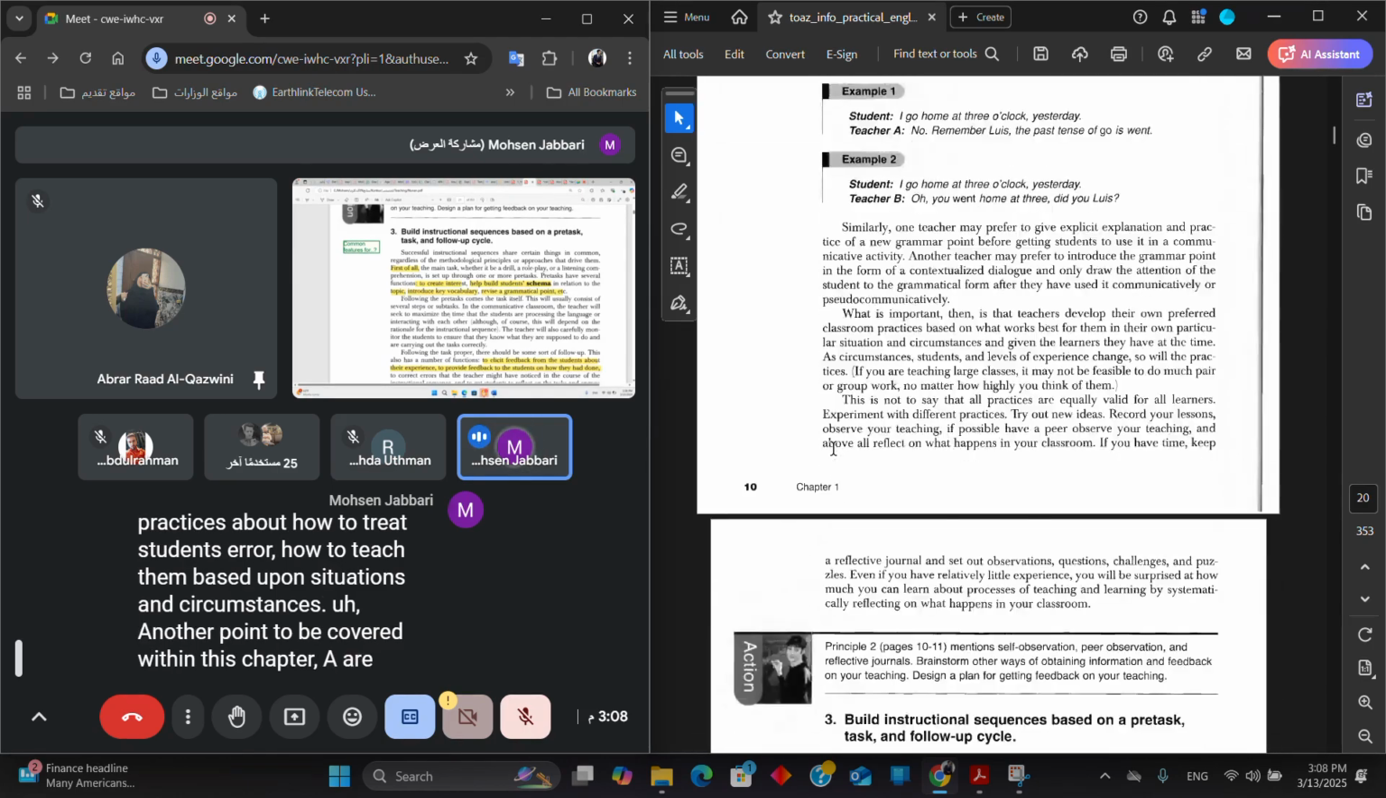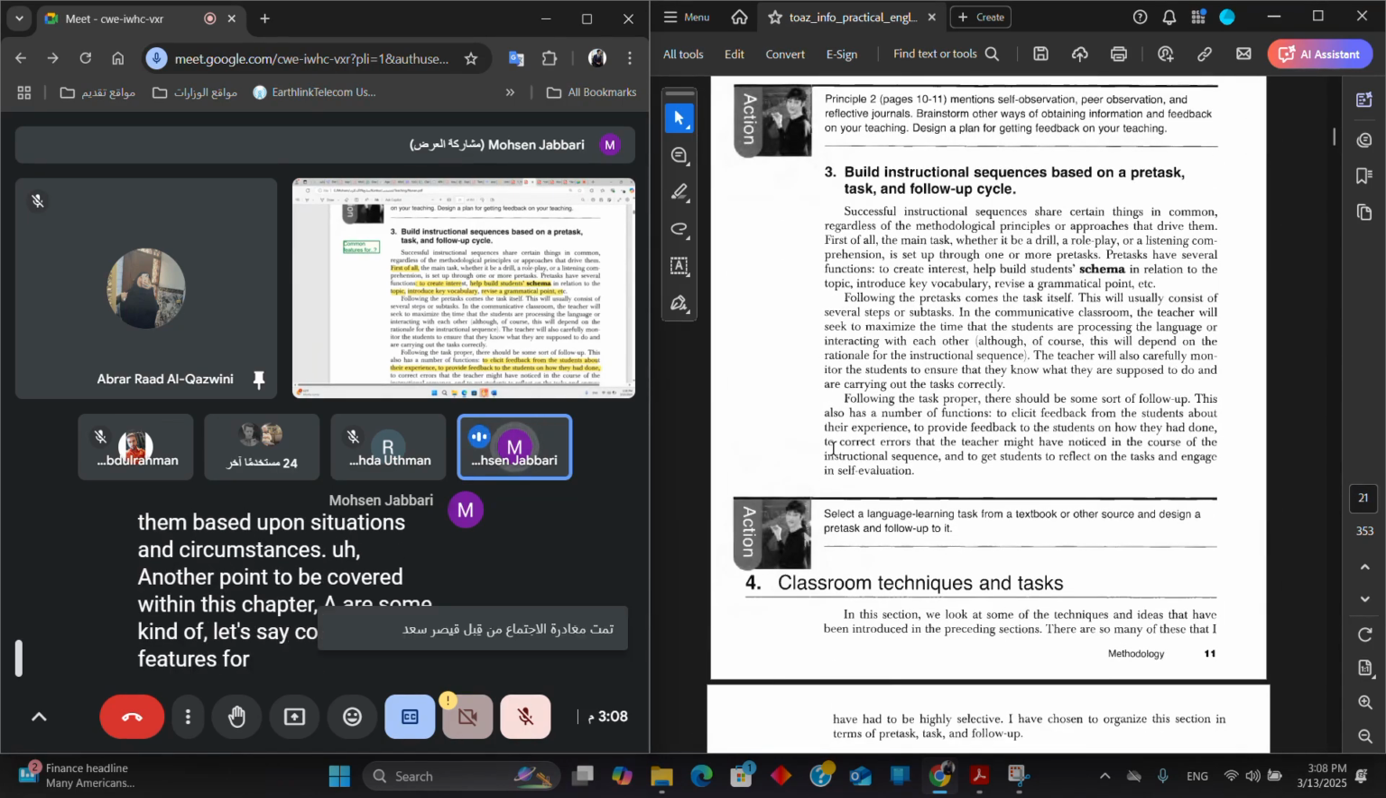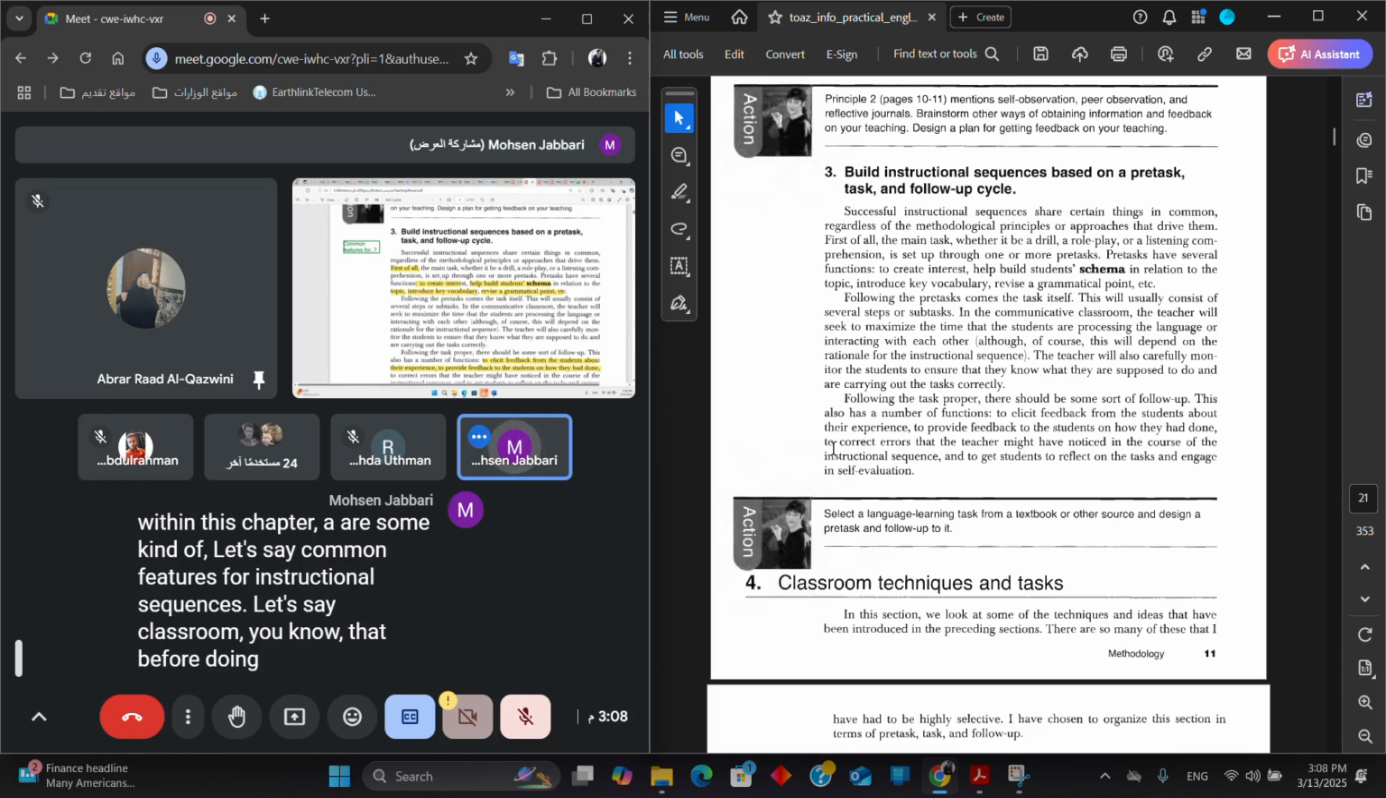Another point to be covered within this chapter are some common features for instructional sequences. Let's say in a classroom, you know that before doing any linguistic task, you need to do something. We call them pre-task activities.